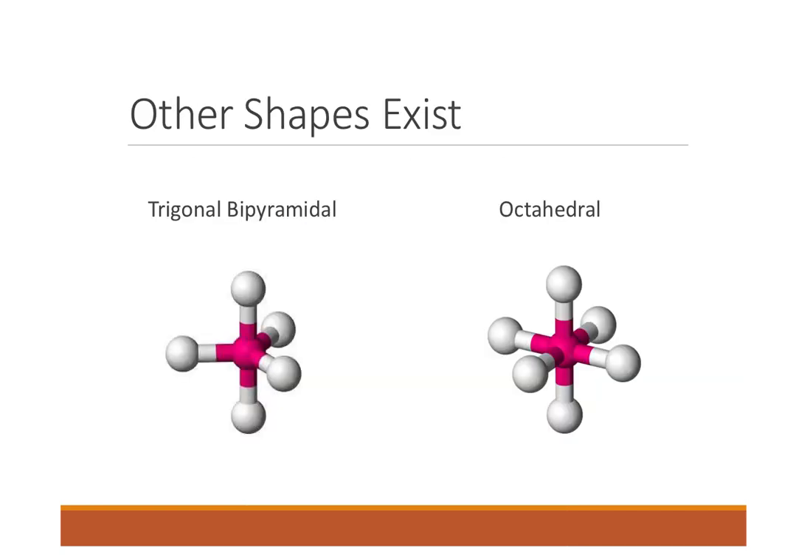There are other shapes. Here are just 2 of them, a trigonal bipyramidal. So basically it has a trigonal center. It has a triangle in the center and then a pyramid off either side. And then an octahedral has a square in the center and a pyramid off the other sides. These are more advanced shapes than you need to figure out in this class, but I just wanted to give you a heads up that they exist.